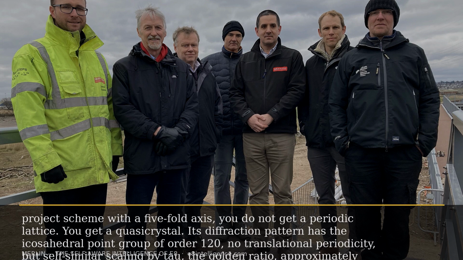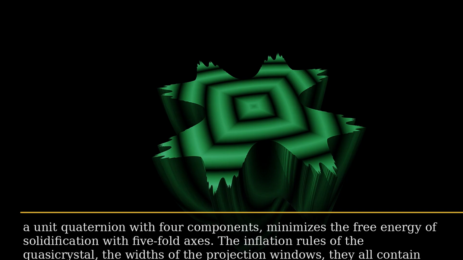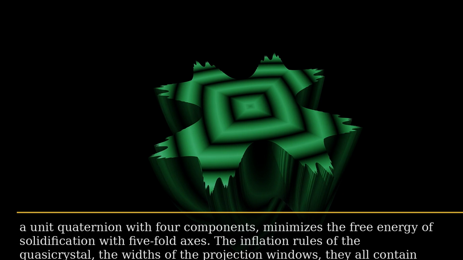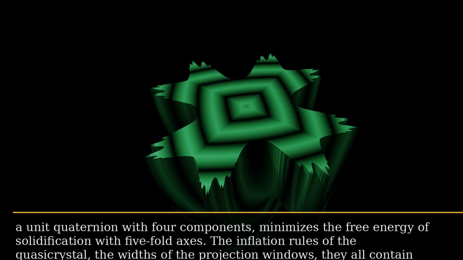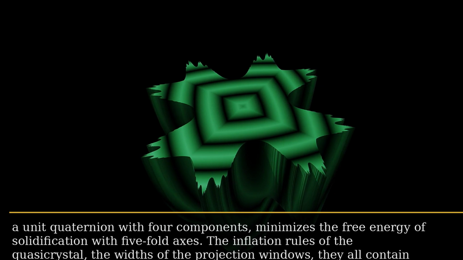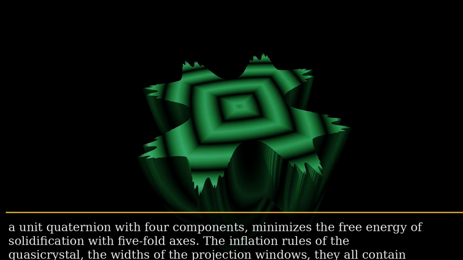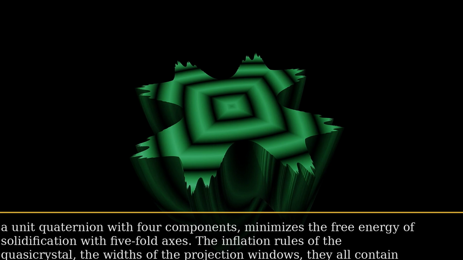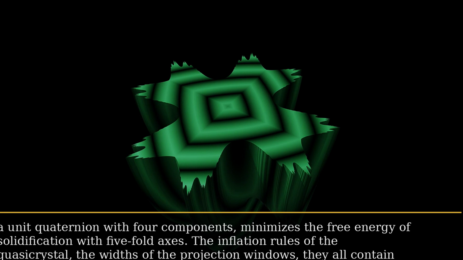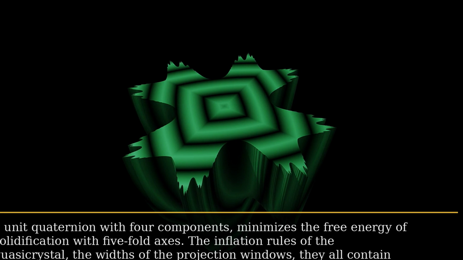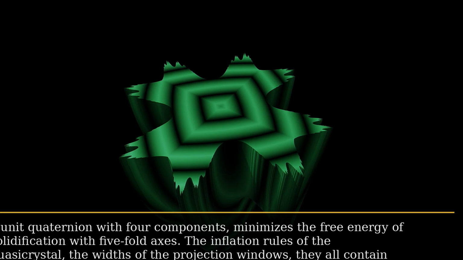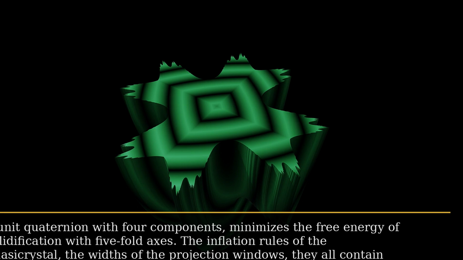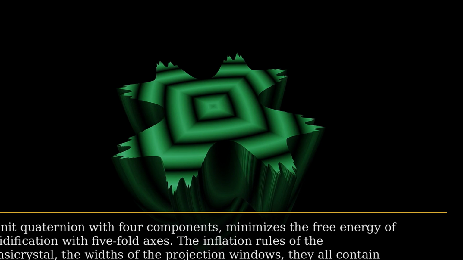The quaternion order parameter, a unit quaternion with 4 components, minimizes the free energy of solidification with five-fold axes. The inflation rules of the quasicrystal and the widths of the projection windows all contain the powers of tau: 1.618, 0.618, 0.382, 0.236. Here is a concrete check you can perform.